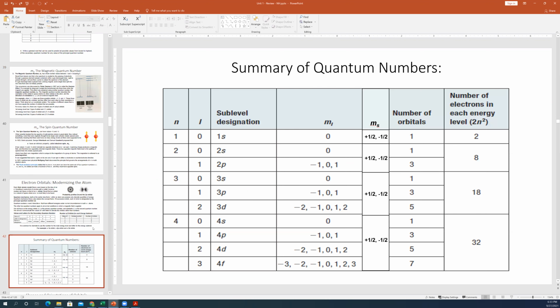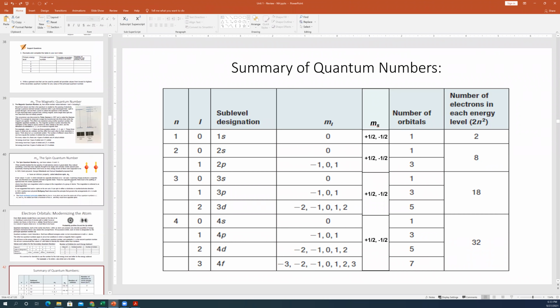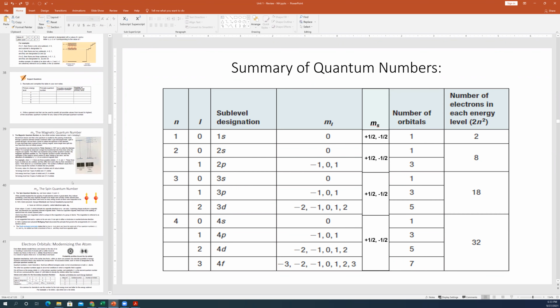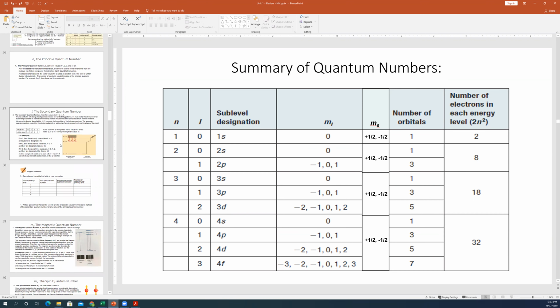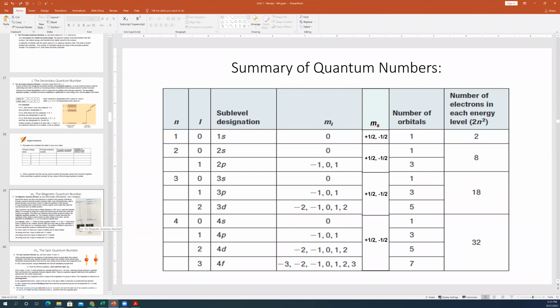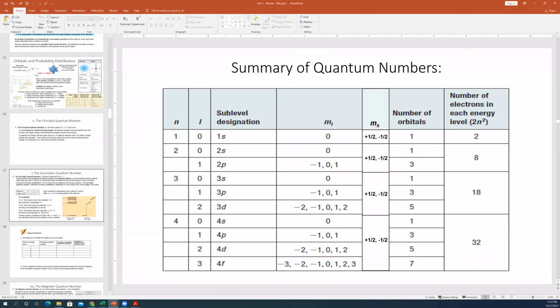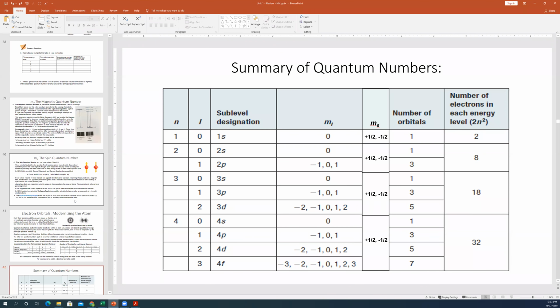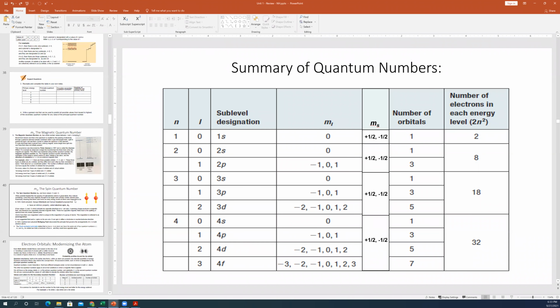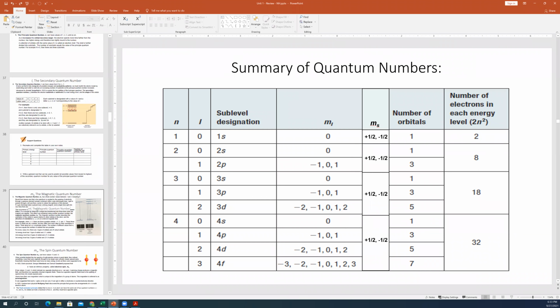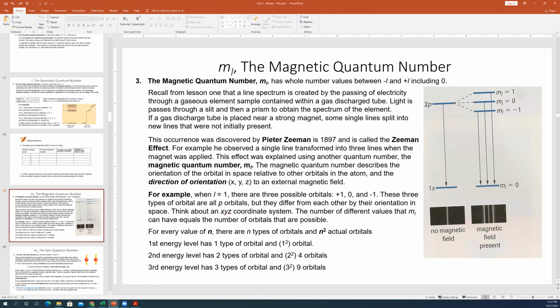Wait, Miss, can I just take a picture of the last one? Sure. Everybody, these slides are available for you to look at anytime you want. I've shared them with you, but yeah, go ahead. Oh, okay. Where was I? It was the magnetic quantum number, the magnetic quantum number there. That's where we were at. All right, thanks.